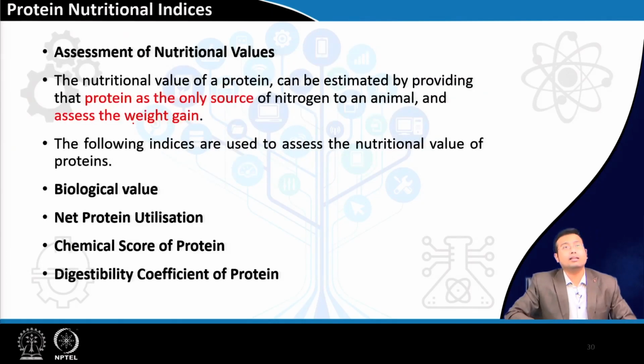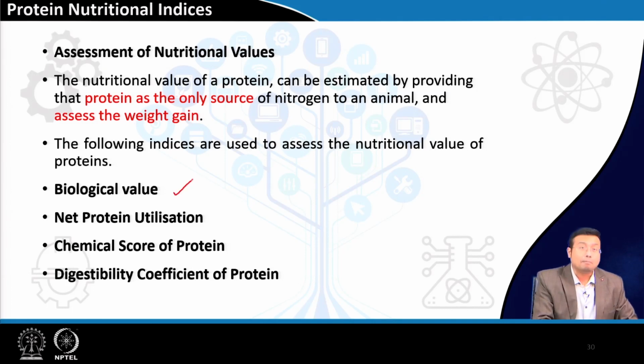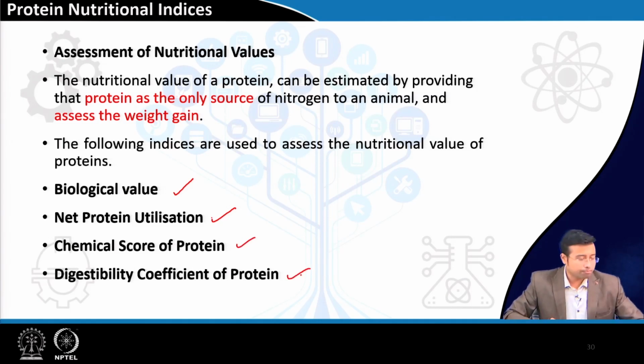So, we need to be very mindful. How can we calculate the nutritional value of protein? It is very easy actually. We can give protein as the only source of nitrogen to an animal and then calculate the weight gain. It can be done in experimental animals. There are multiple nitrogen indices that should be learned. We will be discussing 4 of them: biological value, NPU, that is net protein utilization, chemical score of protein, and digestibility coefficient of protein.